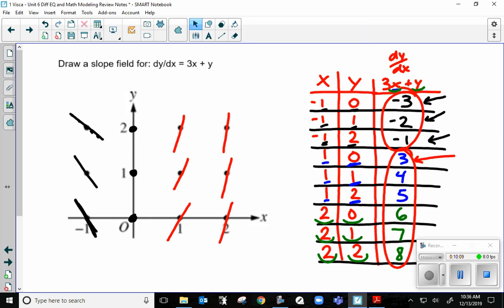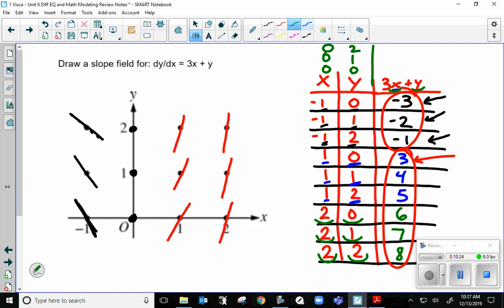Okay, let's say we had those points to graph. We have 3 coordinates, when x is 0, 1, 2, 3. That's when y is 0, when y is 1, and when y is 2. I need to find the derivatives of those, okay? So anytime I plug a 0 in for x, 3 times 0 is 0. So 0 plus 0 is 0. 0 plus 1 is 1. 0 plus 2 is 2. Those would be the slopes of the 3 dots we just created.